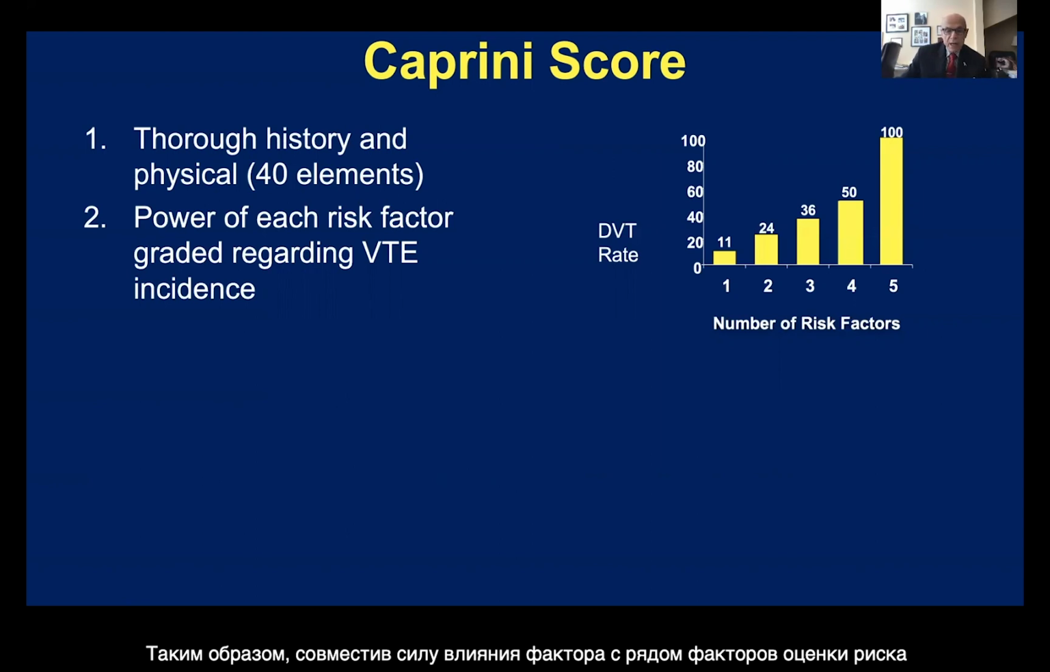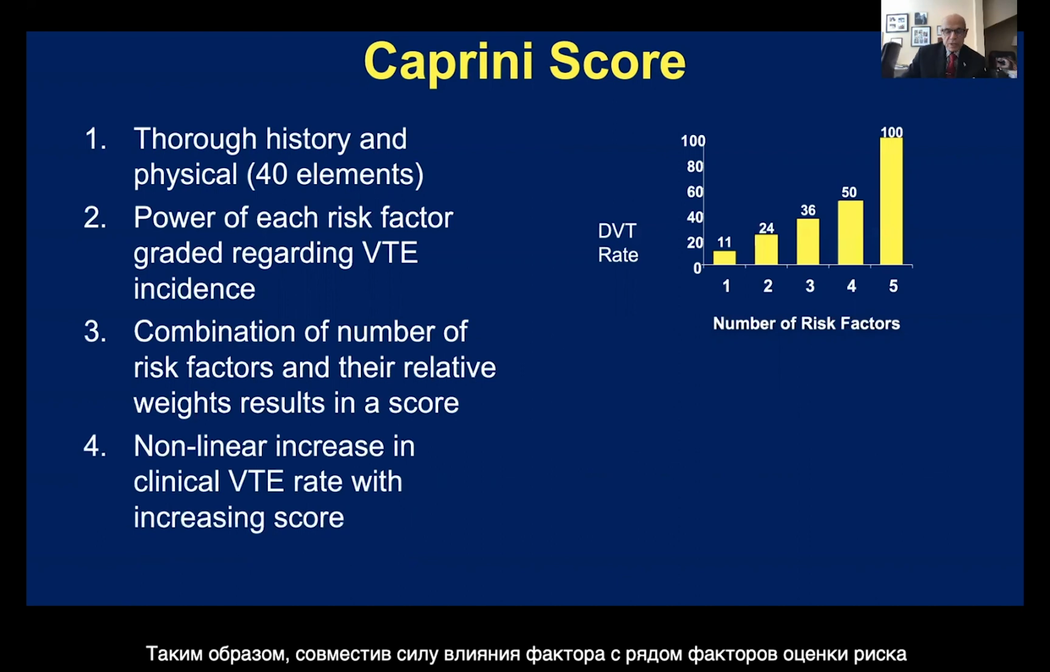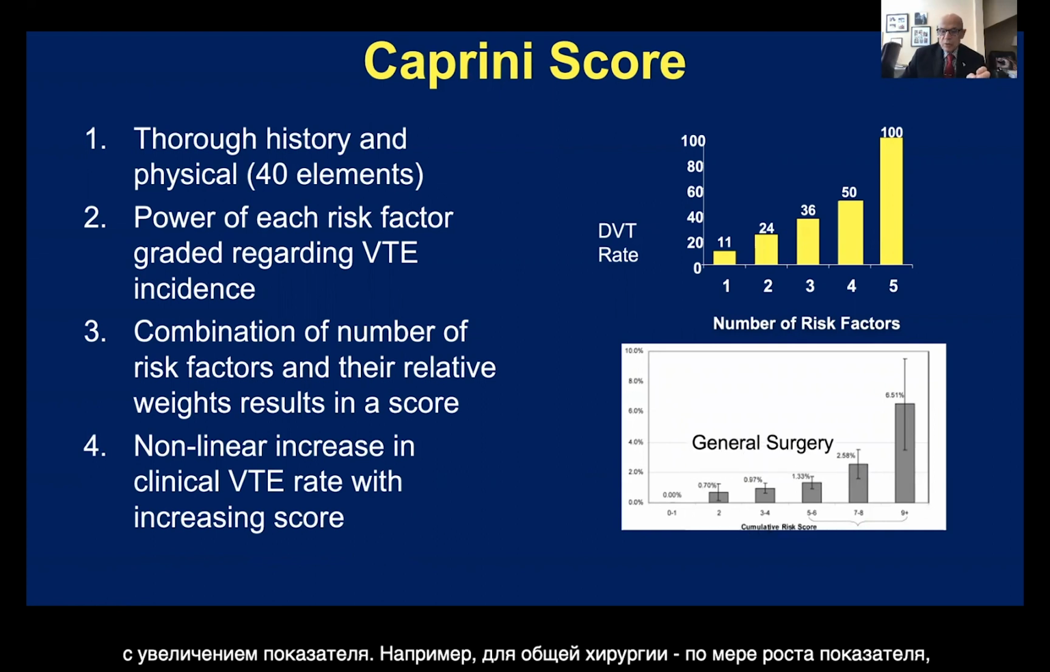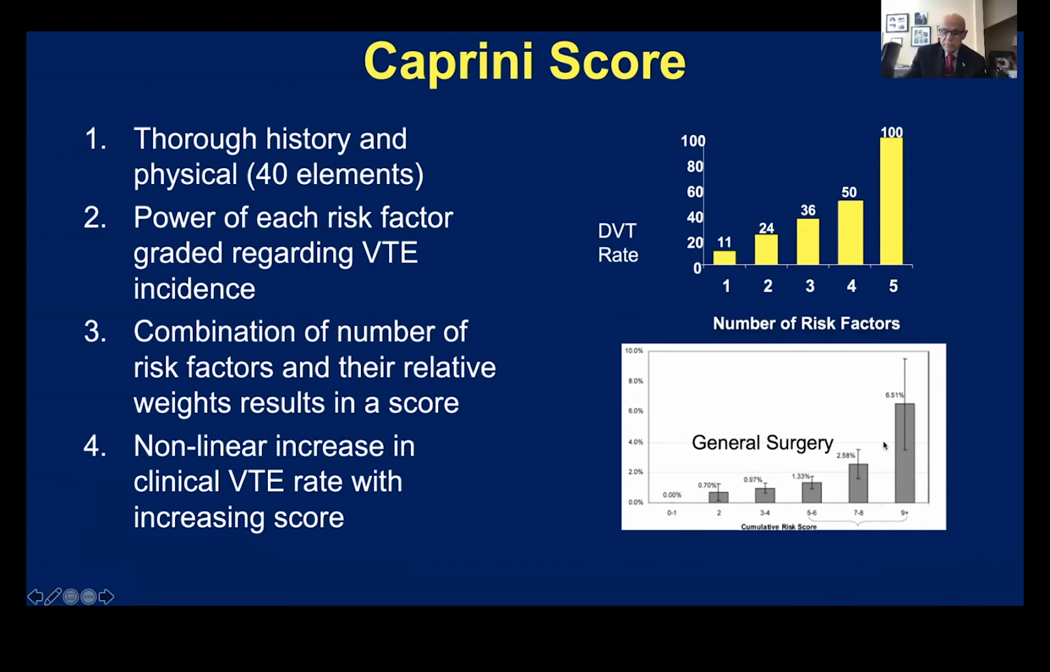So taking these weights and combining them with the number of risk assessment factors, we come up with a score, and the score represents a nonlinear increase in clinical VTE rate with increasing score. As the score goes up, as you can see here in general surgery, the venous thromboembolism rate goes up. And you'll notice when you get over 8 over here on the right, that there's a very high incidence. So the cut point is in this area.